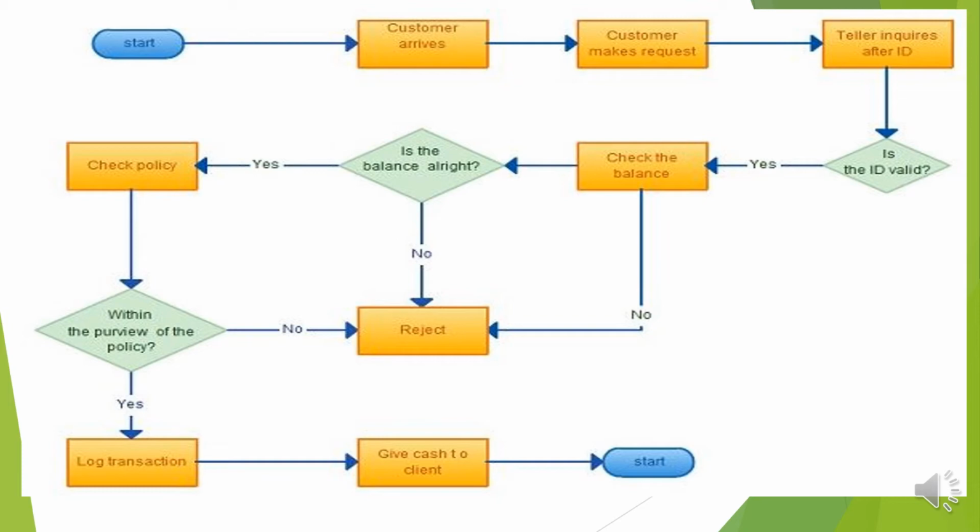After we make sure that the ID is valid, we go to check the balance. Does he have enough money in our bank for what he's requesting or not? If the balance is enough, we will check the policy of giving people money from their account. If the request matches the policy, we will log the transaction, then give the customer the money, and it finishes here. But if not, we will reject.